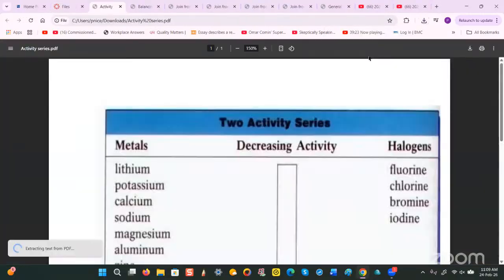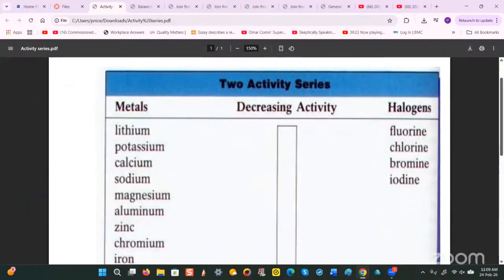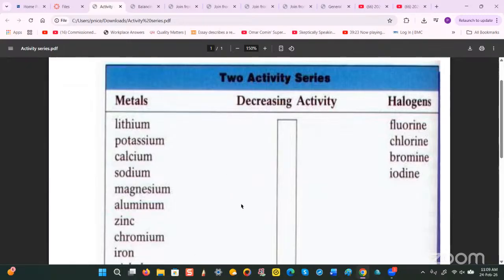Okay, so there are two activity series, all right? One of them is a list of metals placed in order of, in this case, decreasing activities. Different textbooks put them in order of increasing or decreasing activity, basically indicating which one is more reactive than which, all right?